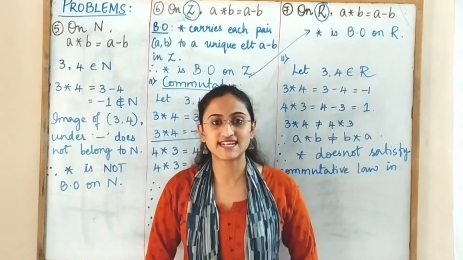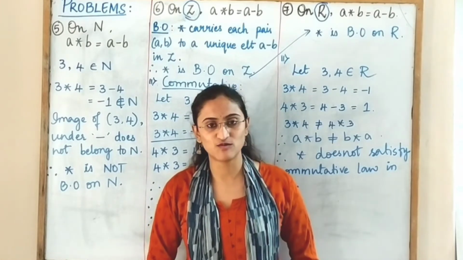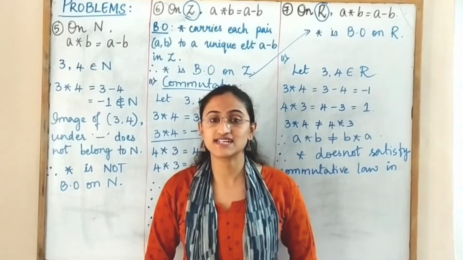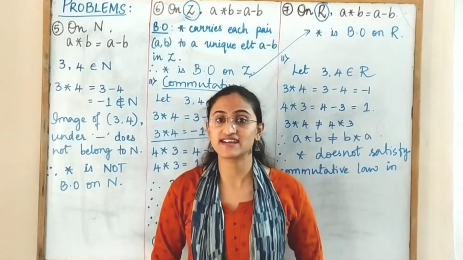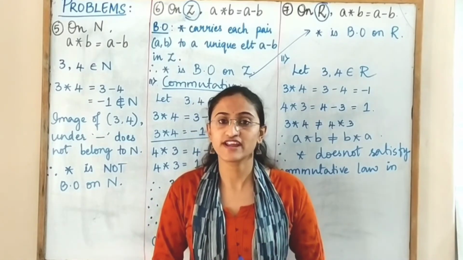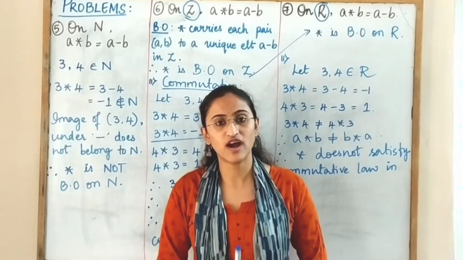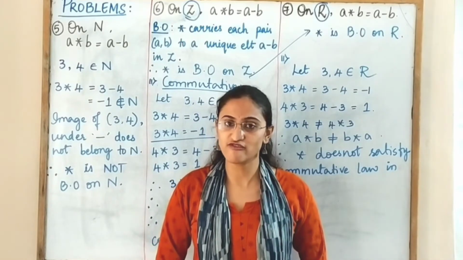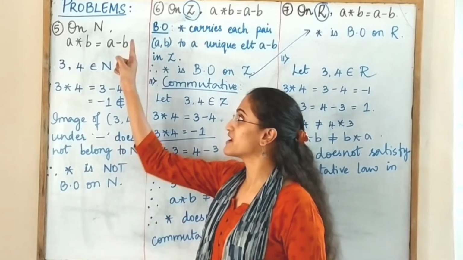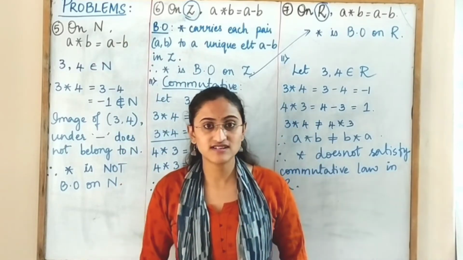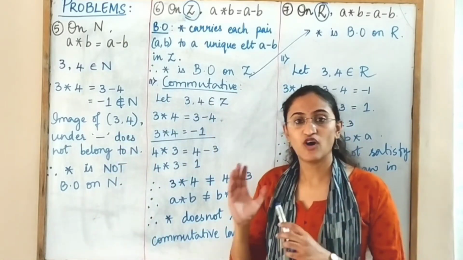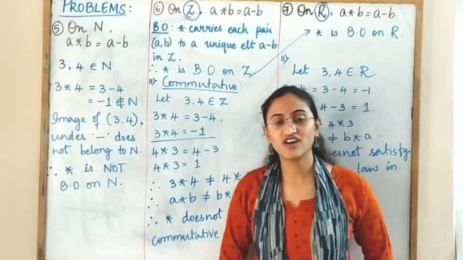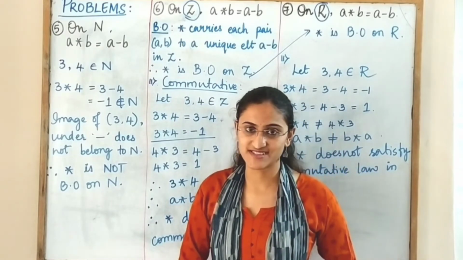Since the operation star does not satisfy the commutative law, you may notice that star does not even satisfy the associative law. You can also observe that there is no identity element as well as no inverse element for the operation star in either the natural number set, the real number set, or the set of all integers.